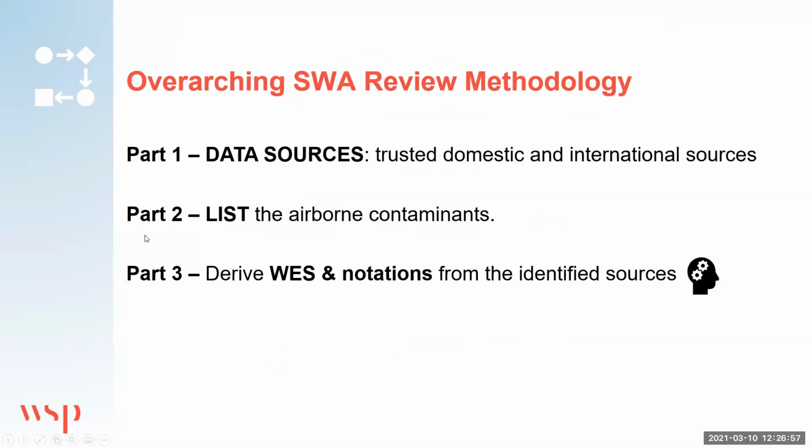Okay, actually, I will go back. The first part of the overarching review is identifying which data sources we were to use in the derivation and listing those sources as primary and secondary. The second part of the overall review methodology was to list which airborne contaminants needed to be reviewed. And the third part, which is the nuts and bolts, getting the numbers and the combinations, was to derive the WES for the list of identified airborne contaminants via the trusted sources.